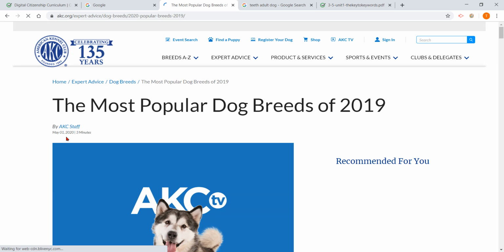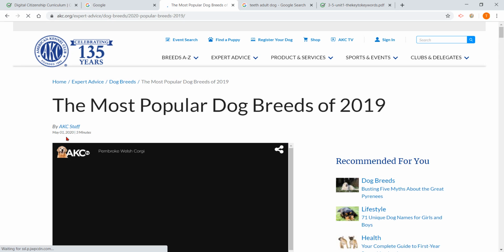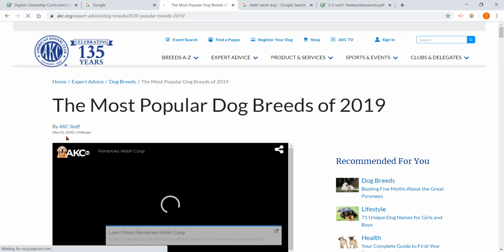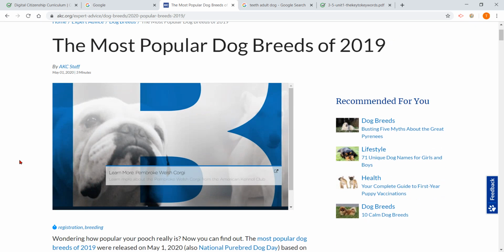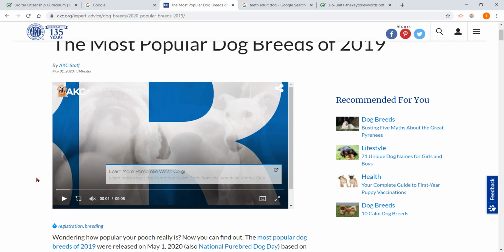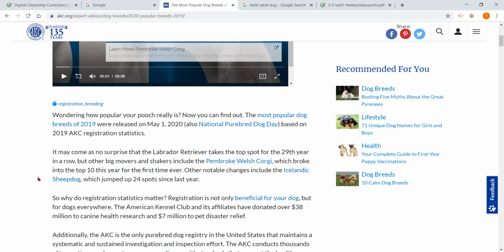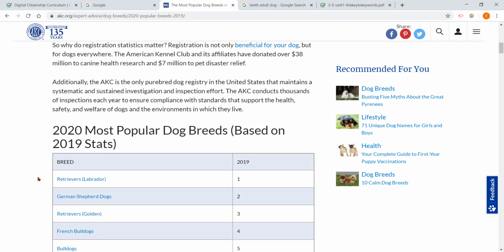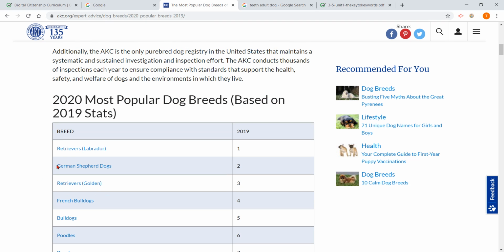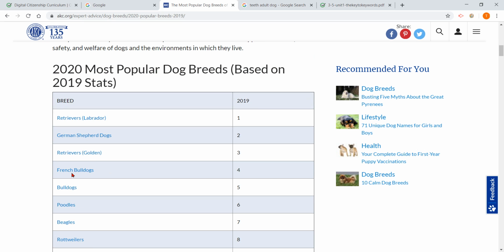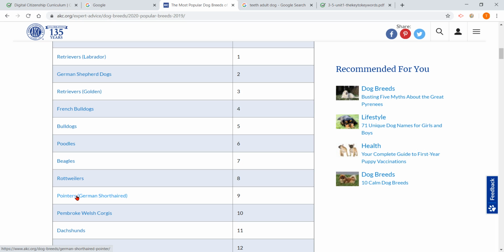And we know that they probably used the 2019 information because we're not all that far into 2020, so that might be the most recent we can get. And we're going to pause the video. But what are the most popular dog breeds in the United States? Well, look at that. Labrador Retriever, German Shepherd. Let's do the top 10. So Labrador Retriever, German Shepherd, Golden Retriever, French Bulldog, Bulldogs, Poodles, Beagles, Rottweilers, Pointers, and the Pembroke Welsh Corgi.